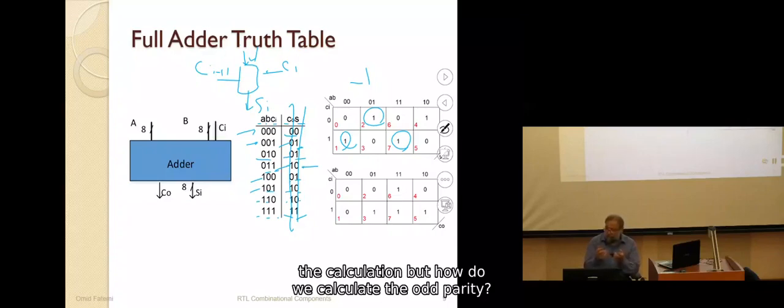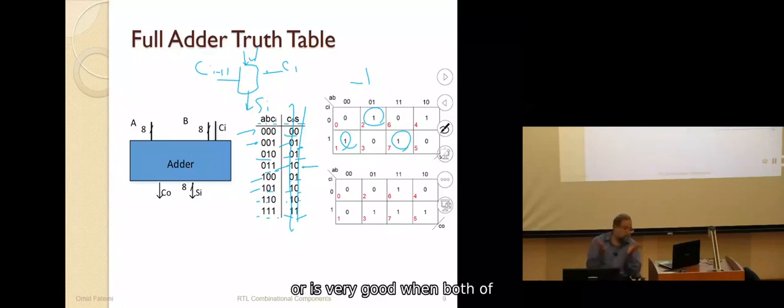The odd calculation. How do we calculate the odd parity? Did you have it before? We can use an XOR. XOR is very good. When both of them are 1 or both of them are 0, then the result is 0. When one of them is 1, the result is 1. So we just use an odd parity. I'll show you the circuit.